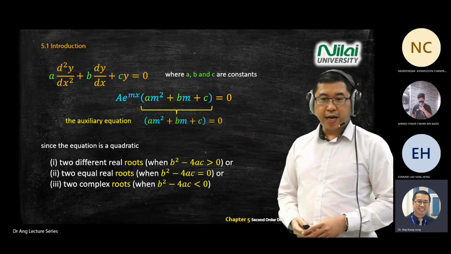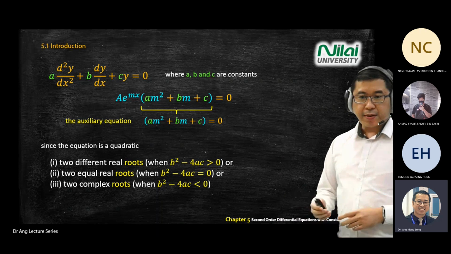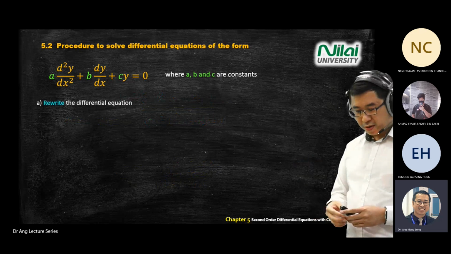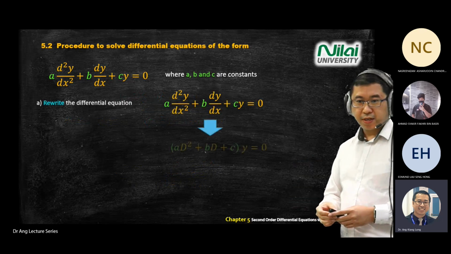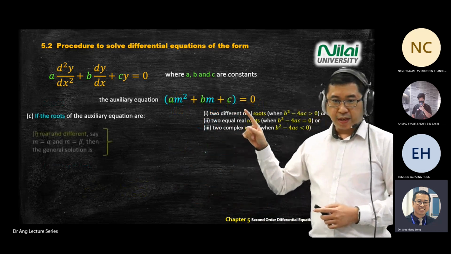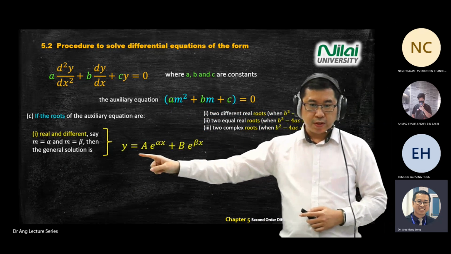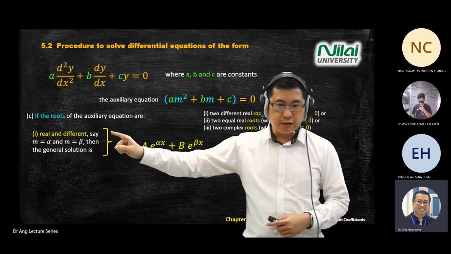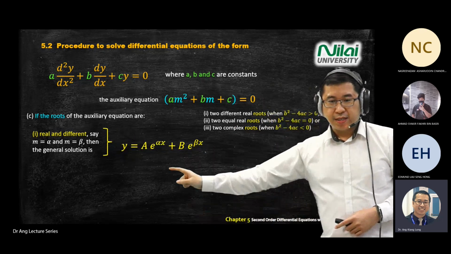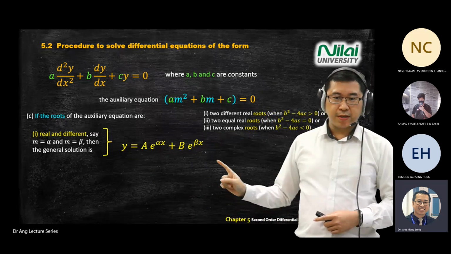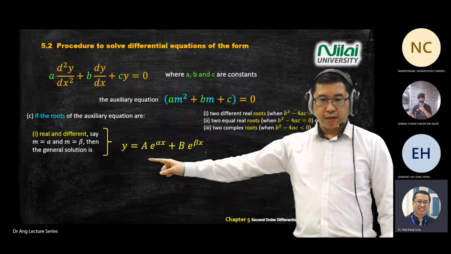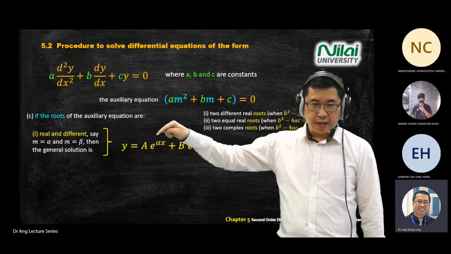Third step, you remember Edmund. Each one of them has its own standard equation. There's a slide for you to refer to. So if you get the first one, more than zero, which means that you have two real answers which are different, then you get alpha, beta. You copy this one, put it into your answer: y equals A e to the something plus B e to the something. Then you need to solve for alpha and beta.